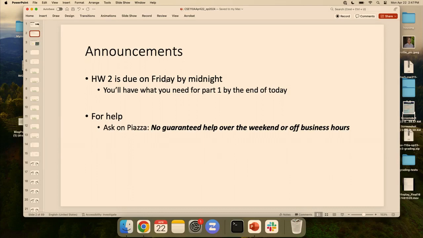But if you have issues with Gradescope, please make a private post on Piazza, and we'll get it. Or even public if it's not anything sensitive, and we'll get it sorted out. I want to encourage you to do that, because we are trying to iron this stuff out. It's the first time I'm using Gradescope.